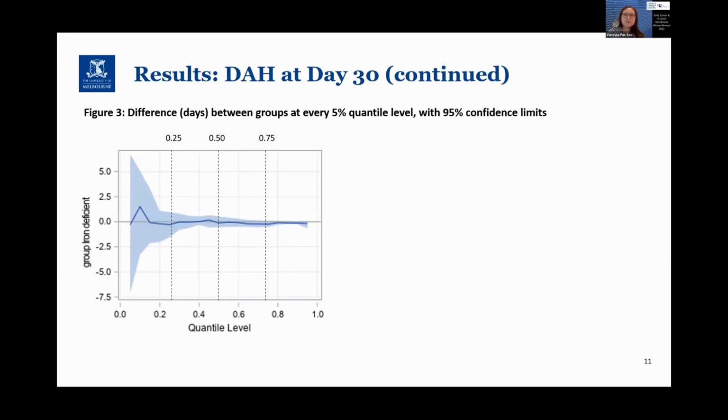The figure displays the difference in days alive and at home at every 5% quantile level with the 95% confidence limits. This figure is based on the adjusted model. The confidence interval includes 0 at every level, which suggests there was no difference between the iron deficient and iron replete group.